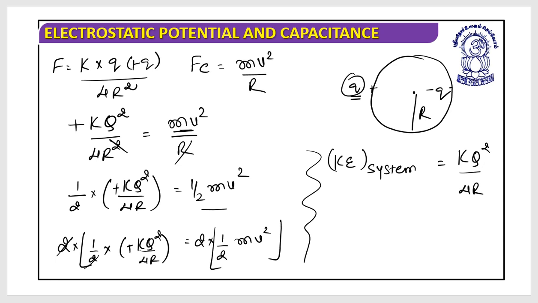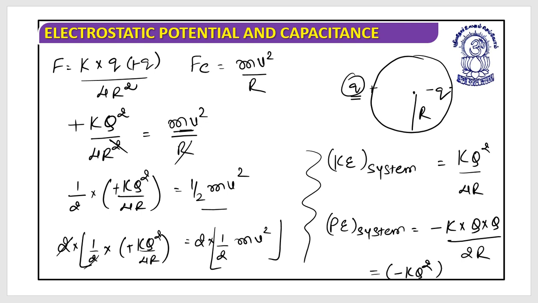Yes. Now what is the potential energy? What is the potential energy of the system? It is minus of k into q into q divided by the separation between these two, which is 2r. So that is equal to minus kq square divided by 2r. This is the potential energy.